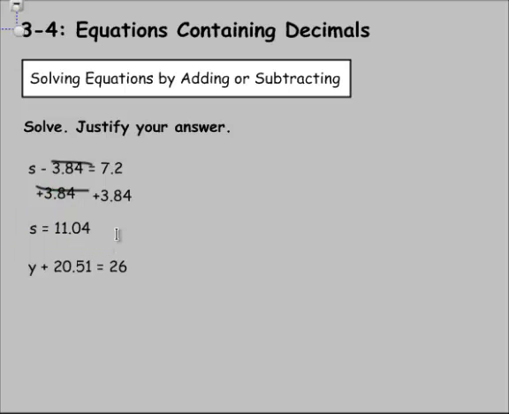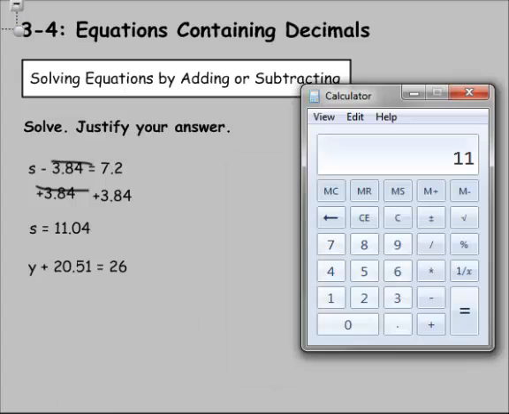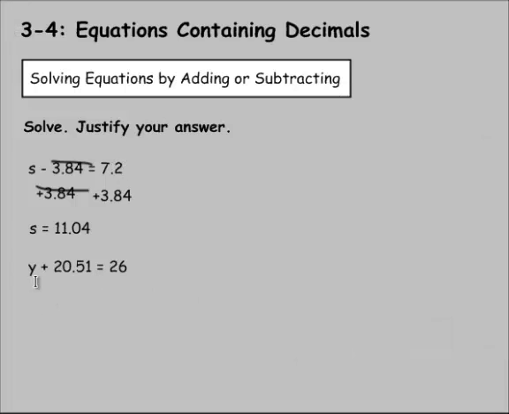So now we need to prove our answer correct. So we could plug this number in for s because that's what s equals. Subtract 3.84 and see if that equals 7.2. So we'd have 11.04 minus 3.84, and there it is, 7.2 is the answer. Let's do that for the one down here now.